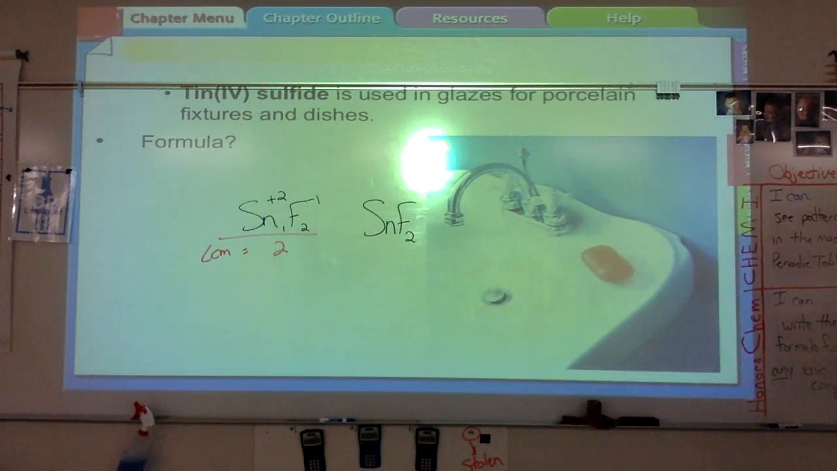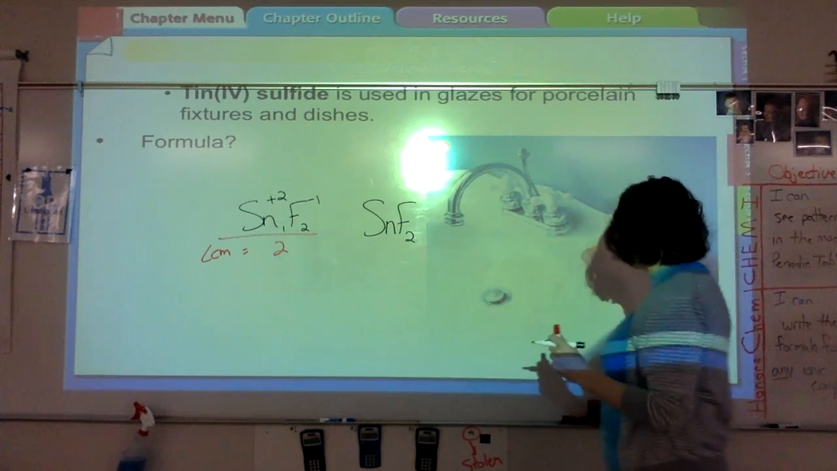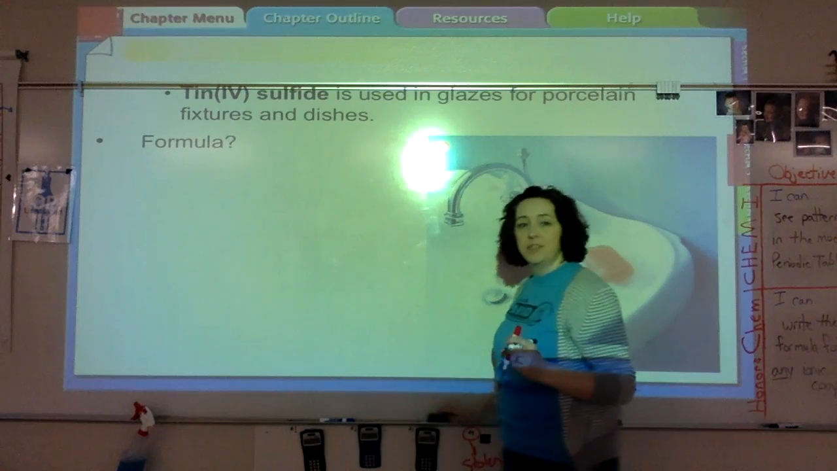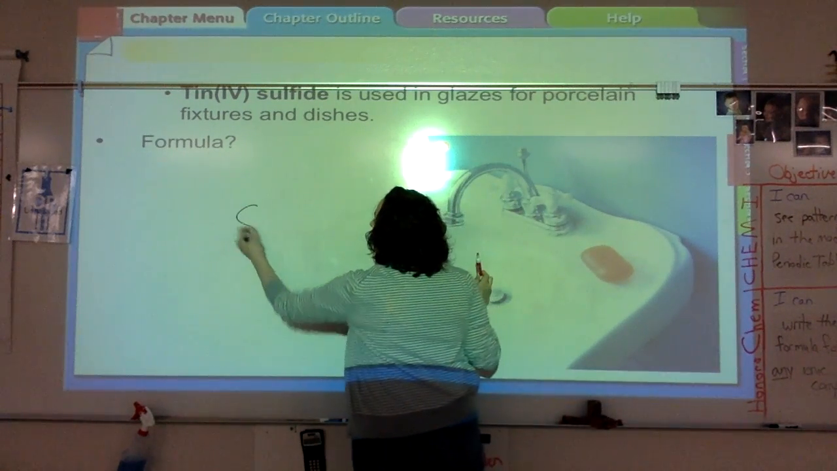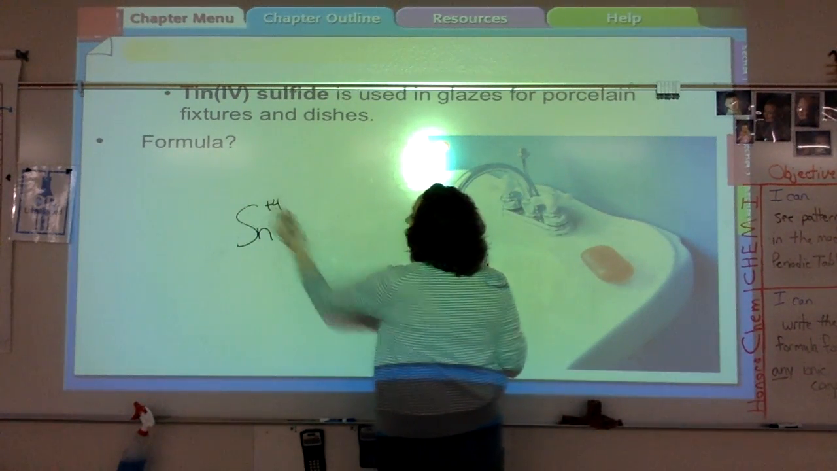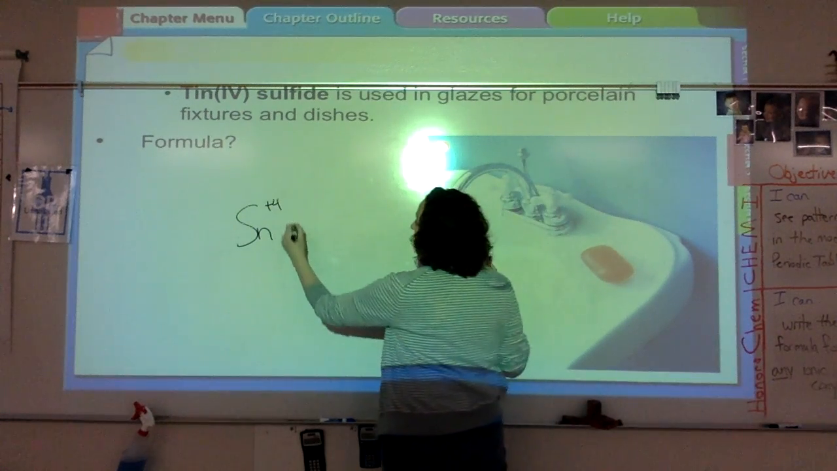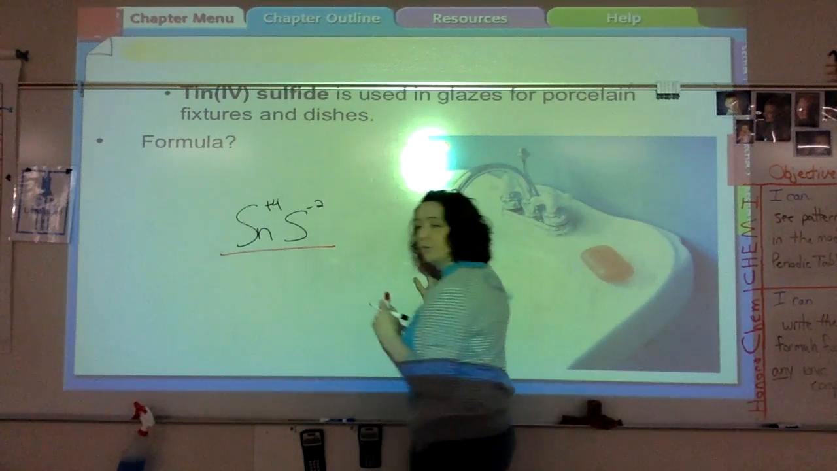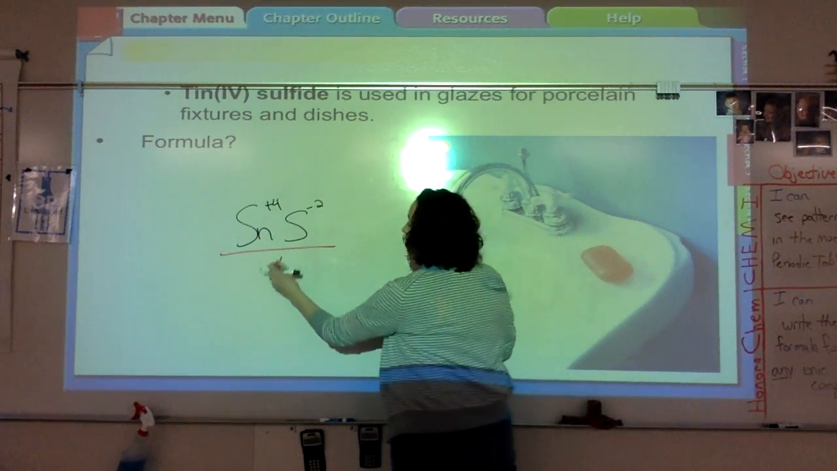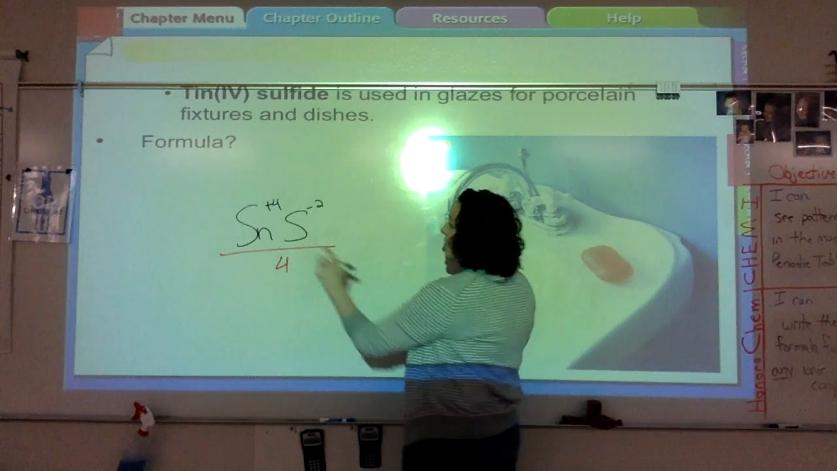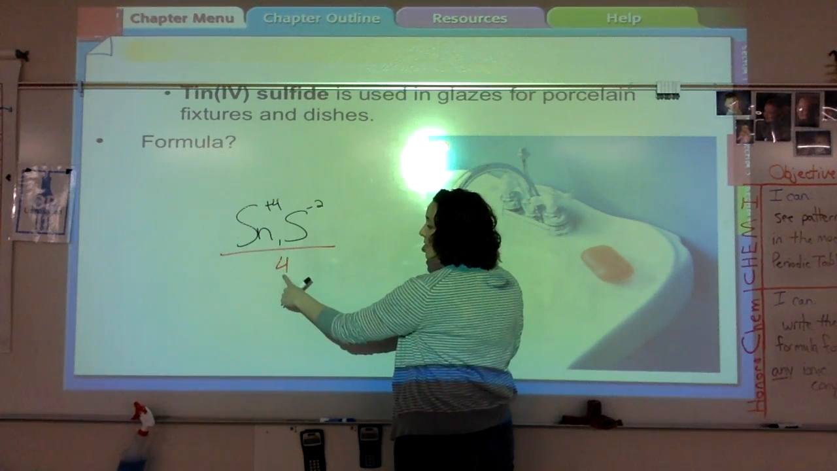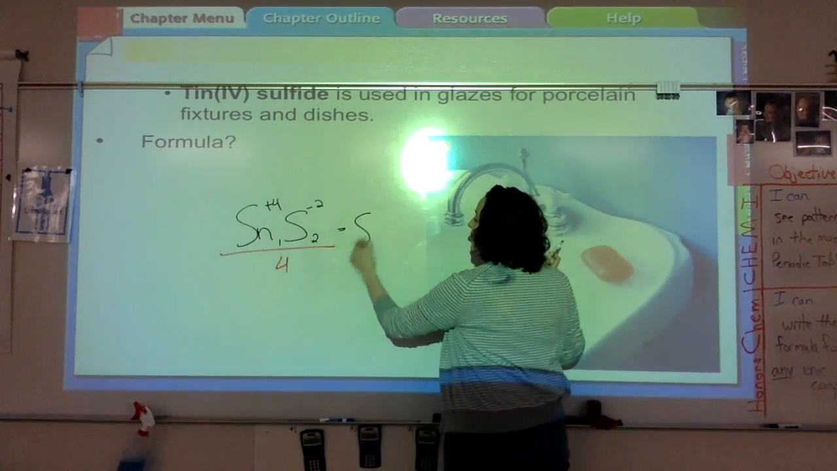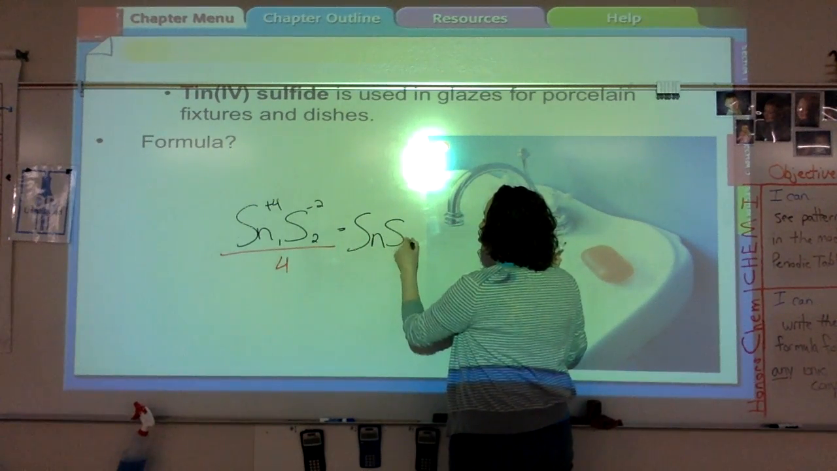Okay, next one. Tin 4 sulfide. So now instead of having tin 2, we have tin 4. So it's still Sn, but now it's a plus 4. Sulfide is sulfur with a minus 2 charge. Least common multiple of 4 and 2 is 4, not 8. So 4 times 1 is 4. 2 times 2 is 4. So the formula is SnS2.